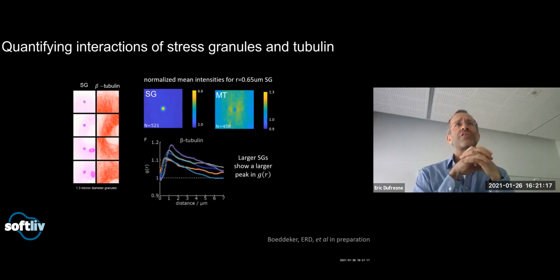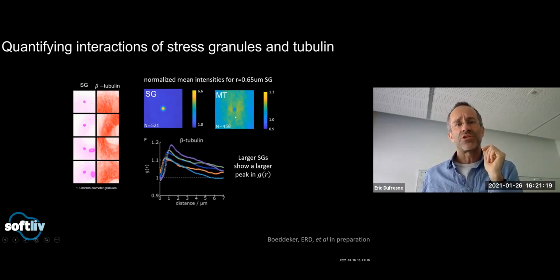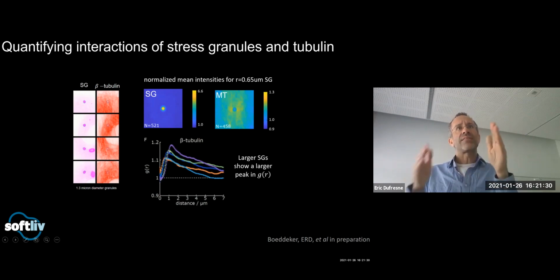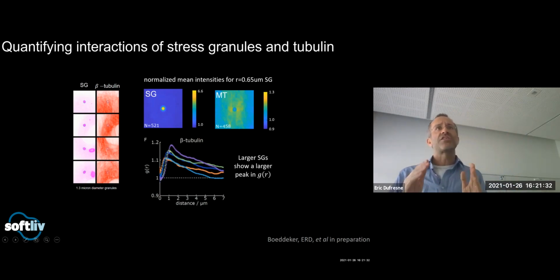What I'm going to do is turn this into a g(r). So I'm going to average these images in the angular direction. You can really think of this as a g(r), and there's a peak for each of them. That peak corresponds to the edge of the stress granule.